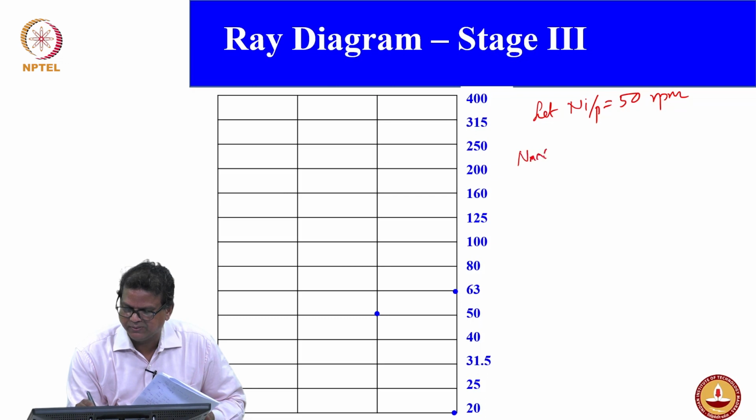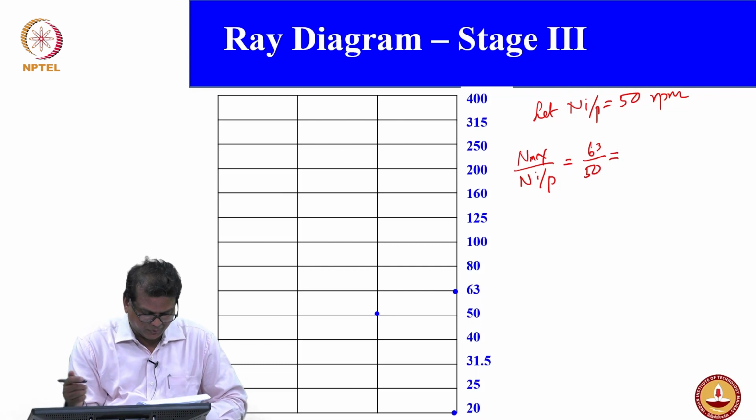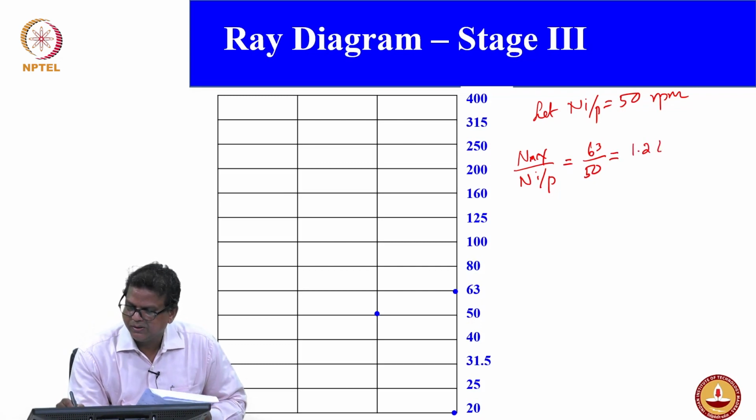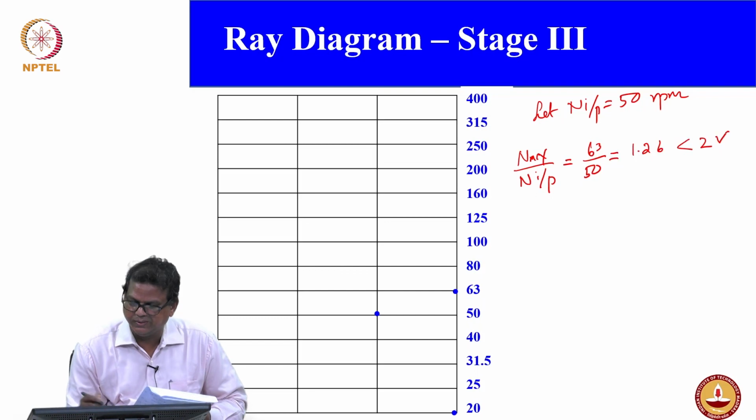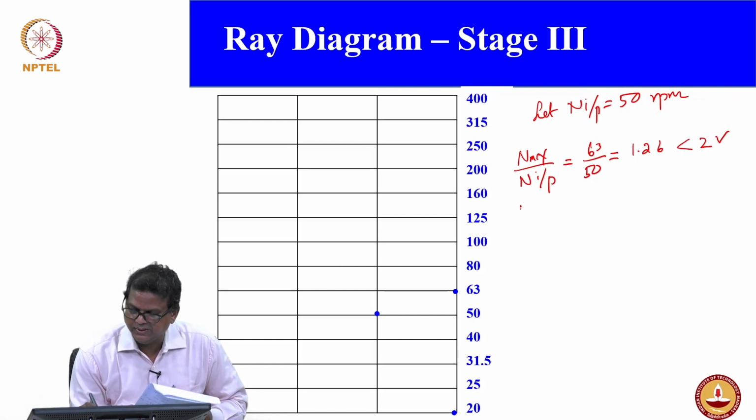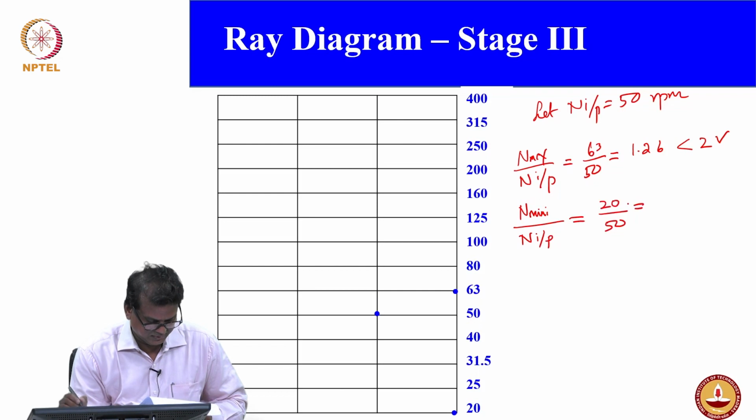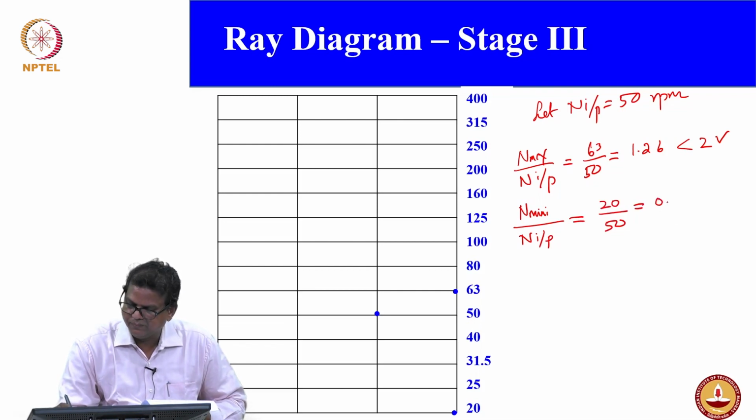Again, please repeat: n max 63, input 50 rpm. That should give you 1.26, which is less than 2. Okay, it's fine. Then n minimum is 20, n input is 50, that gives me 0.4, still greater than 1/4.